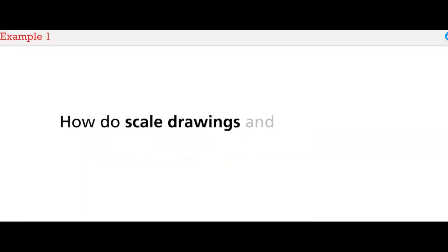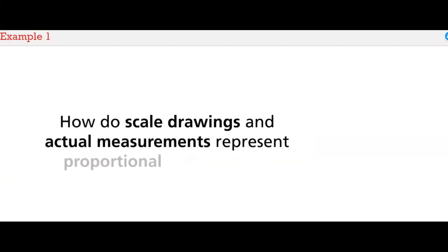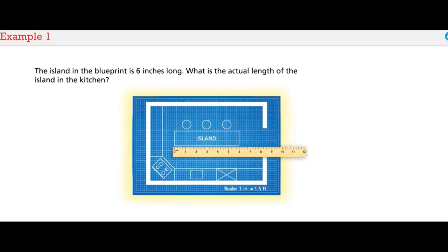How do scale drawings and actual measurements represent proportional relationships? Think about this question during the lesson. The island in the blueprint is 6 inches long. What is the actual length of the island in the kitchen?